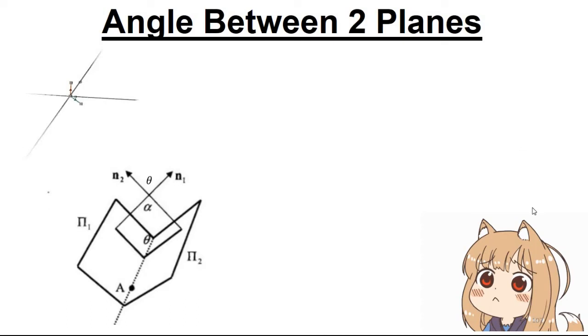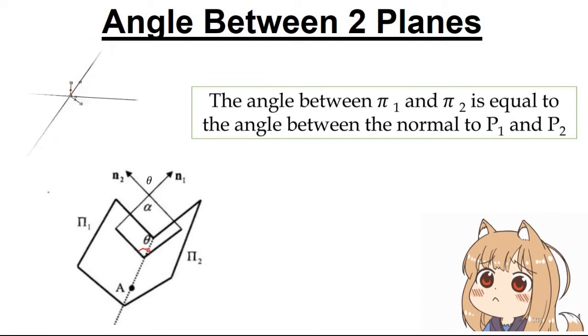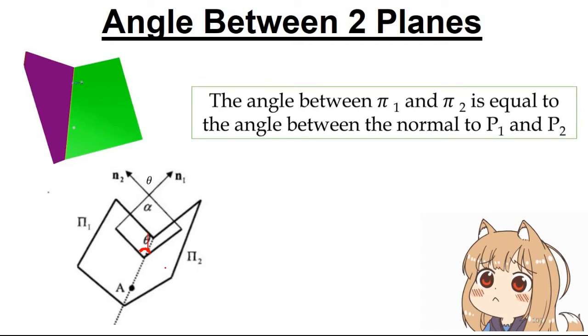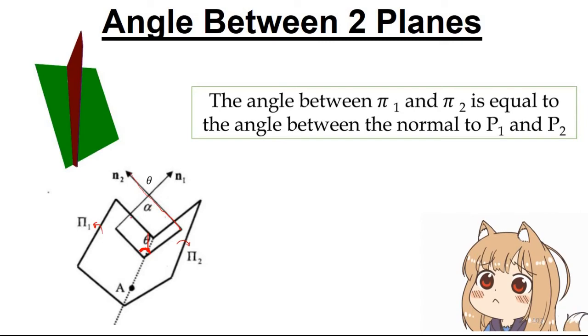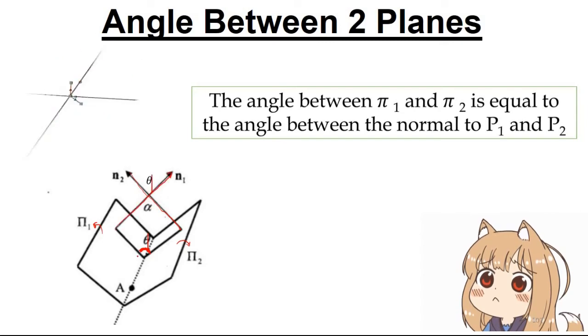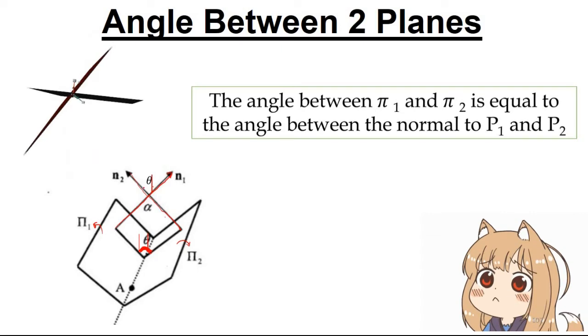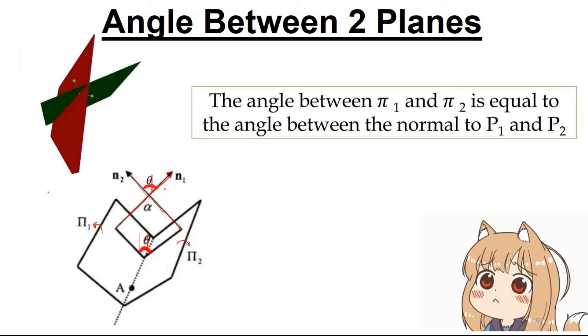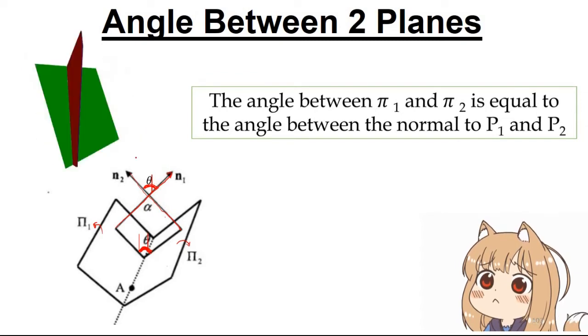Angle between two planes. So, how to find the angle between two planes? Okay, let's look at this diagram. We want to find the angle here. This is pi 2 and this one is pi 1. The normal of pi 2 is here, the N2, and the normal of pi 1 is here, the N1. The angle here is equal to the angle there. So, to find the angle between pi 1 and pi 2, I can find the angle between normal 2 and normal 1, because it is the same angle.